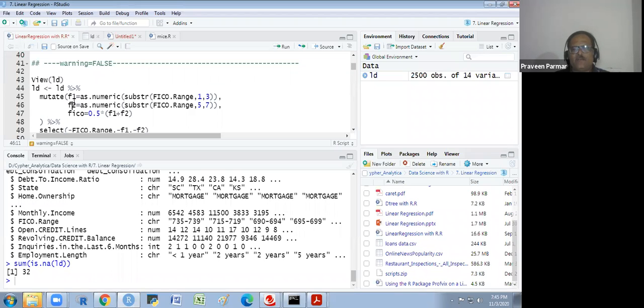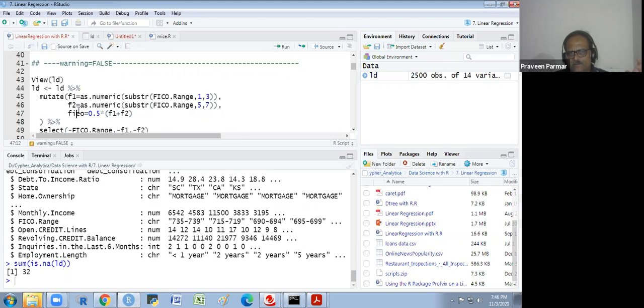And now we have F1 and F2. So we add the F1 and F2 and multiply by 0.5, or we could divide by 2 also, for getting the average of this. The same thing. So we are multiplying it by 0.5 and giving a new name, FICO, to this calculation, what we are getting out of this final value. So we have a new column, 3 new columns, F1, F2 and F3 in our data frame now.